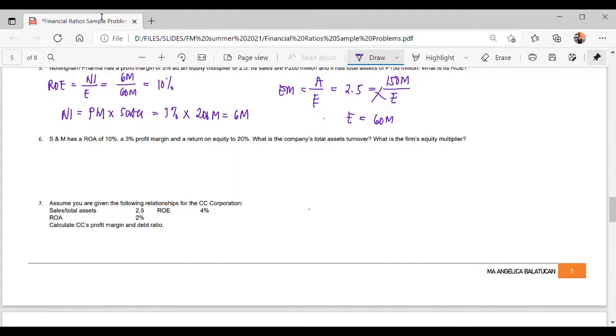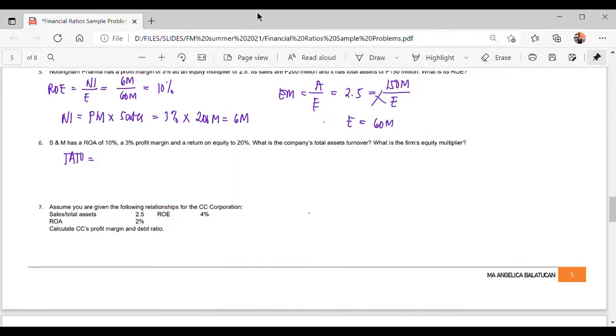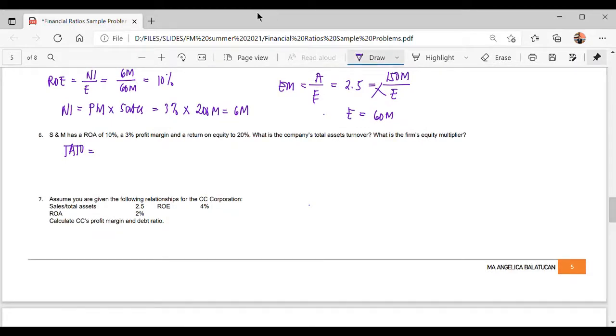How about your total asset turnover? What is your total assets turnover? Tato. Okay, so what's the formula for your total assets turnover? So that's your net sales over your total assets. Okay, what is your total asset turnover here?